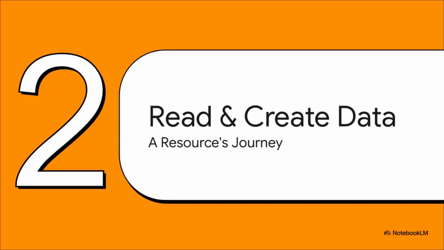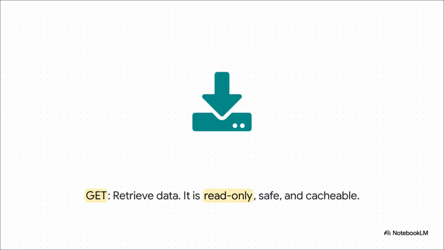Section 2. Reading and creating data. The start of a resource's journey. Let's start with the workhorse, the most common method you'll ever encounter, GET. This one is strictly used to retrieve data from the server. It's 100% read-only. So for example, if you send a GET request to a URL like /users/101, the server is going to respond with a JSON object, maybe letting us know that user 101 is named John.